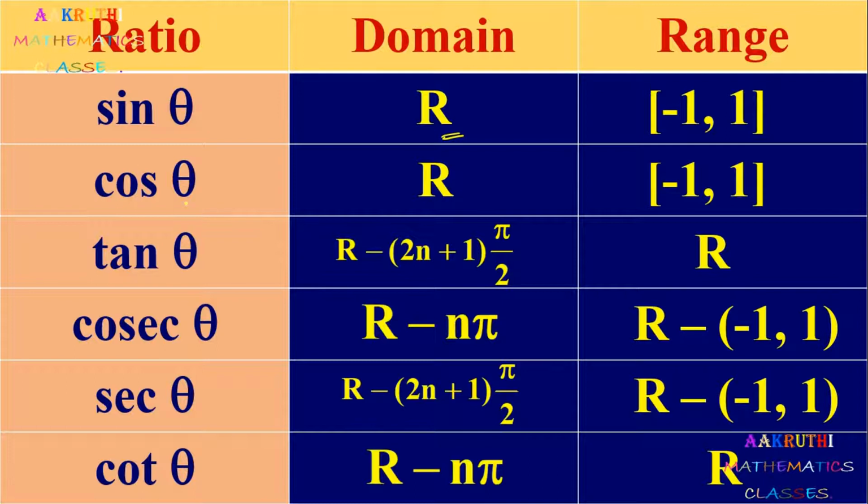And for cos theta also, theta is any real number, the highest value for cos theta is 1 and the least value is minus 1. Therefore the range for cos theta is minus 1 to 1. Here both are closed brackets, so minus 1 and 1 are included.